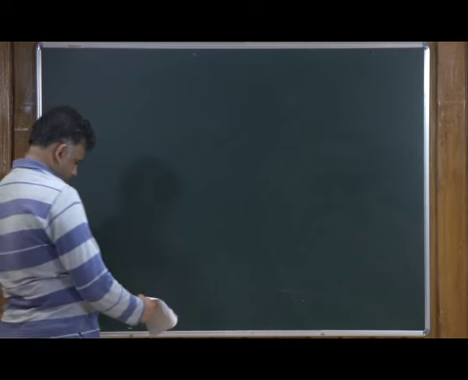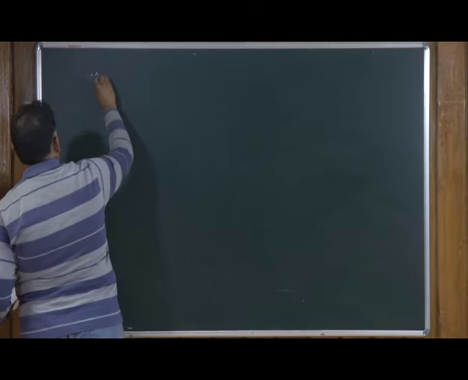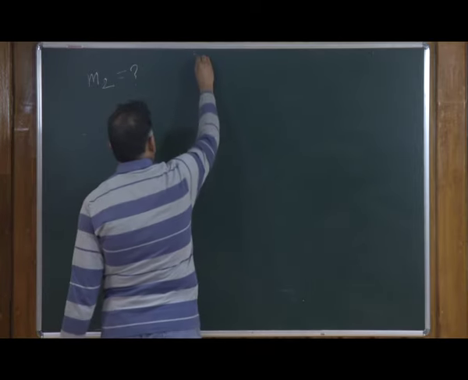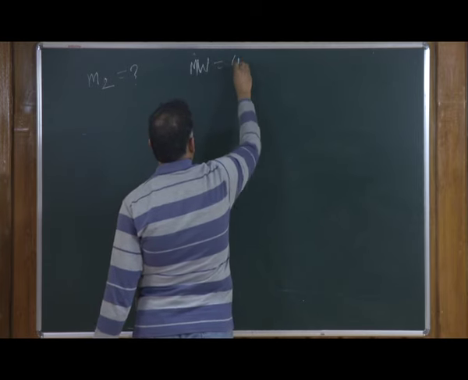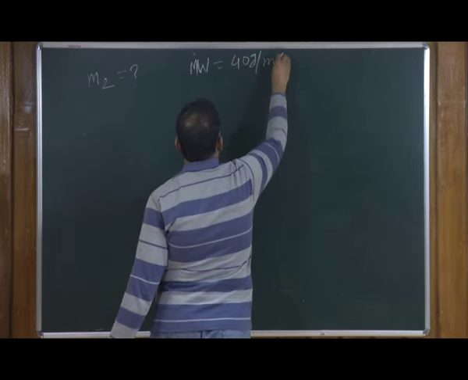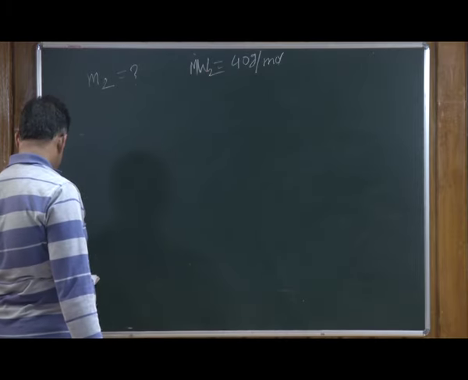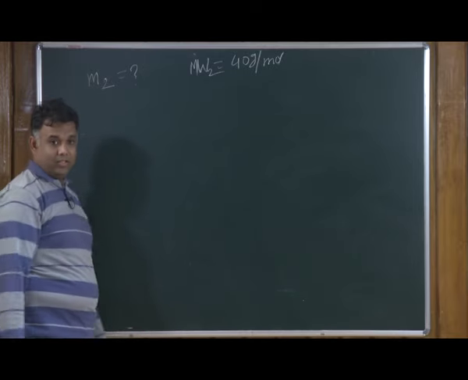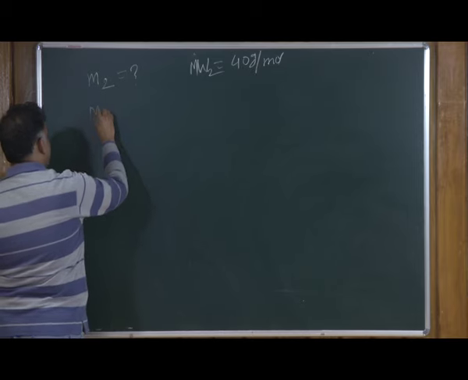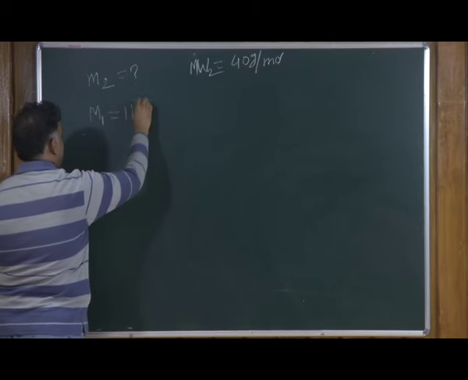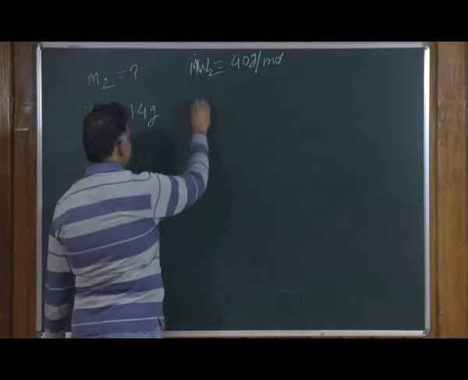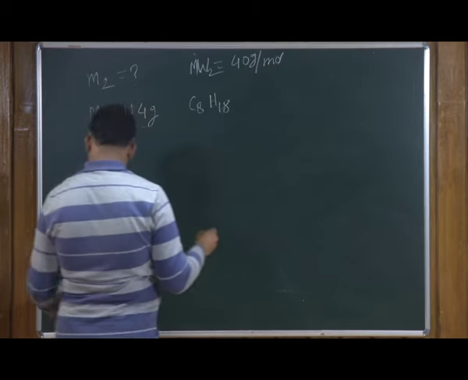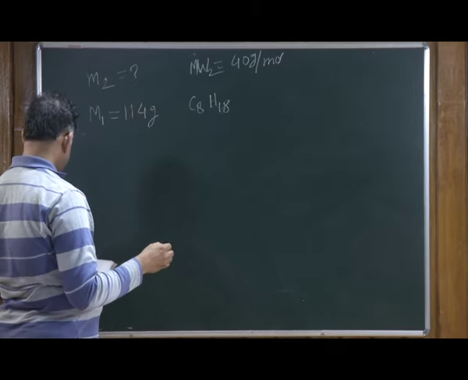Okay. Calculate the mass of non-volatile solute. So, we are asked the mass of non-volatile solute, whose molar mass is given, molecular weight is 40 gram per mole, which should be dissolved in 114 gram octane. So, the solvent is octane over here. So, the mass of solvent is 114 gram, and the solvent is octane, that is C8H18. And to reduce the vapor pressure to 80%.